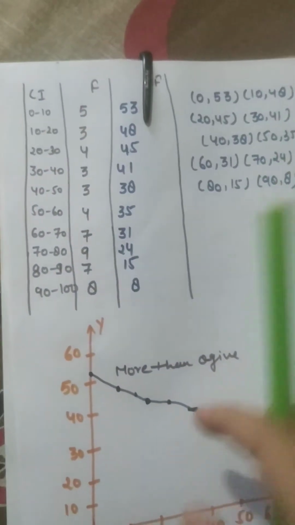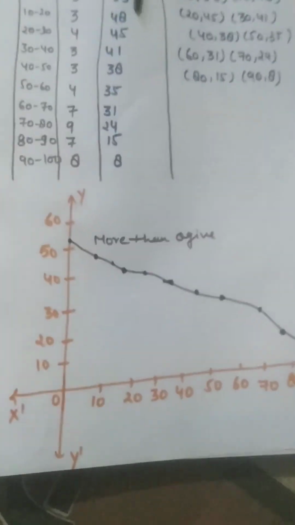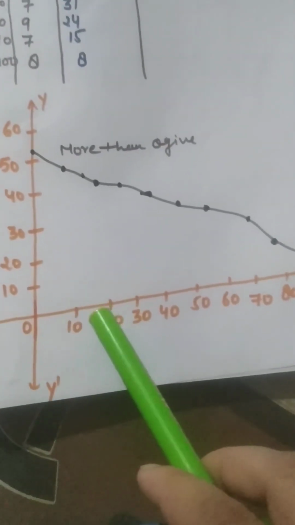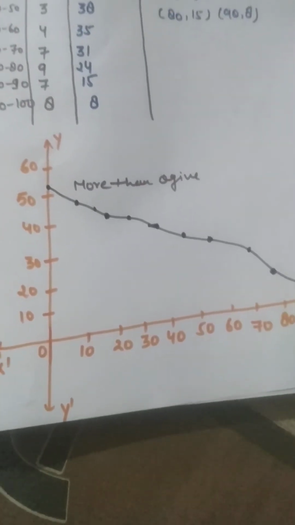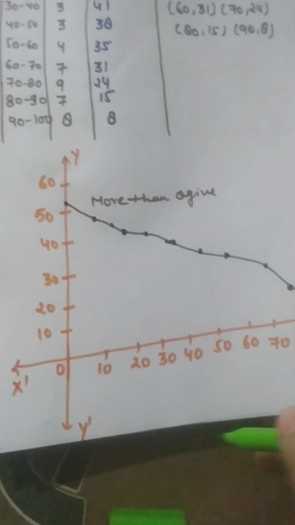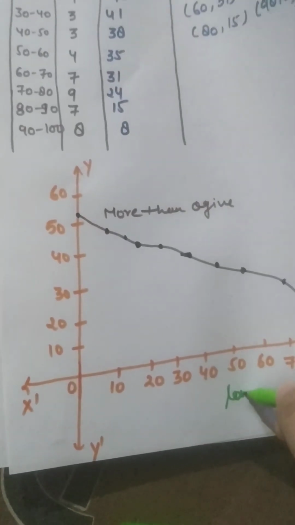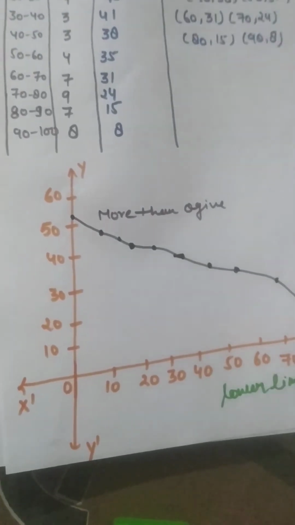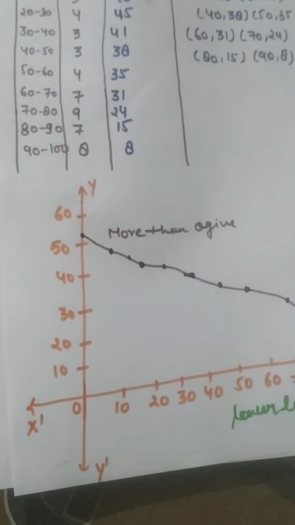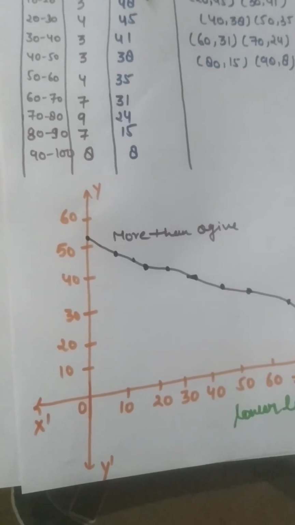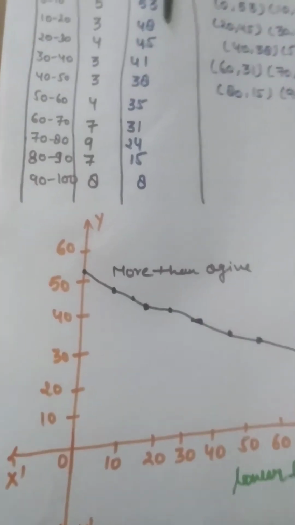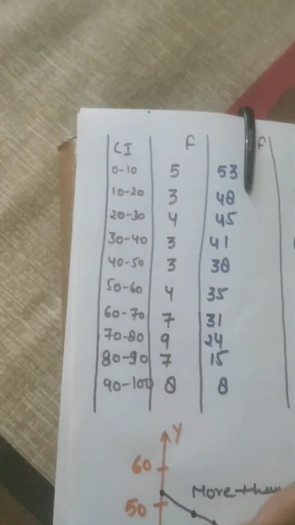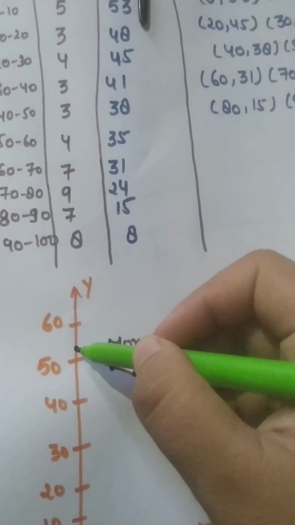It's the same. Now the same thing we do while making the graph in the more than ogive as in the less than ogive. That is the horizontal line. On the horizontal line, the lower limit will come. This time, what are we taking? The lower limit. Okay. On the x-axis, the lower limit, and on the y-axis, the cumulative frequency. The same. The first point is 0, 53. When x is 0, then y is 53. So this point is coming here.